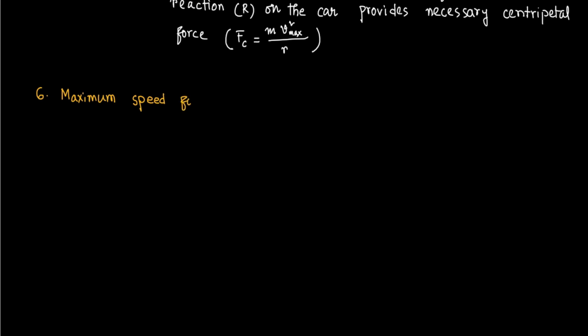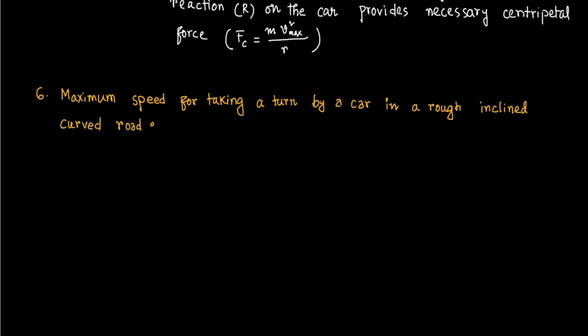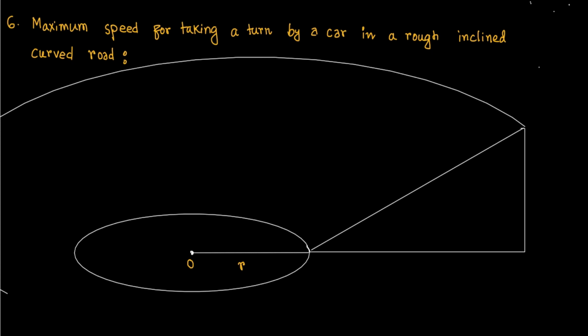Maximum speed for taking a turn by a car in a rough inclined curved road. It is a rough and inclined curved road. We can draw the diagram. This is the rough inclined curved road. AB is the inclined plane. R is the radius of the curved road.